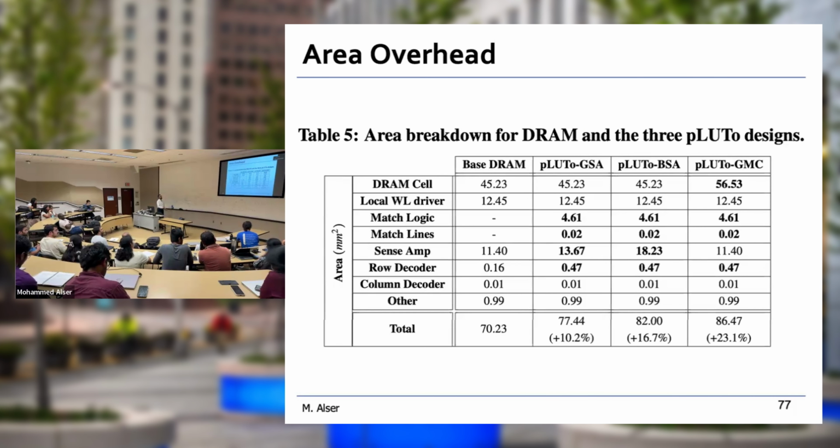So this is the first design. This is the baseline, which is the original DRAM, with no changes. This is the first design, second design, third design. And what you saw over there is the things included in the DRAM itself: how many DRAM cells, the local driver, match logic, match lines, sense amplifier, row decoder, column decoder. Some of them were invented or added to the DRAM. That's why you don't see them over there. For example, the match logic is something added to Pluto.